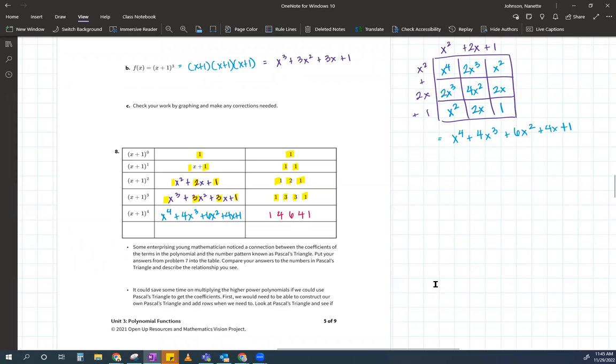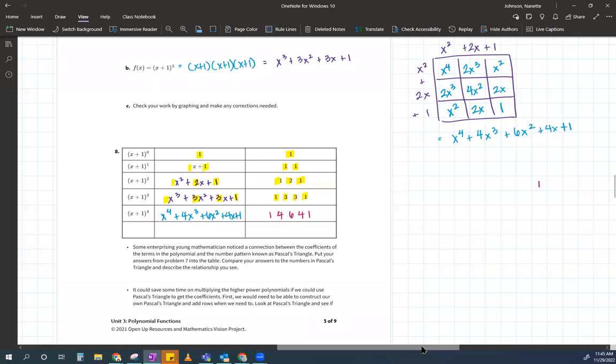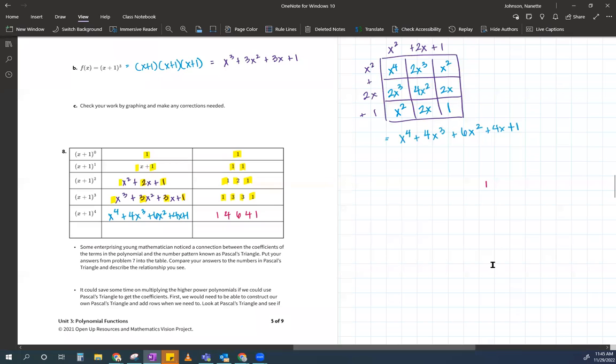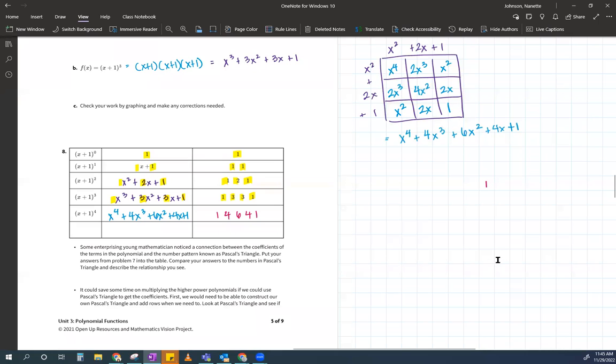Well, I have a shortcut for you. So I want to show you this. So this is called Sierpinski's triangle. No, Pascal's triangle. Just kidding. This is Pascal's triangle. Sierpinski's looks different. This is called Pascal's triangle. Pascal was a mathematician a long time ago.